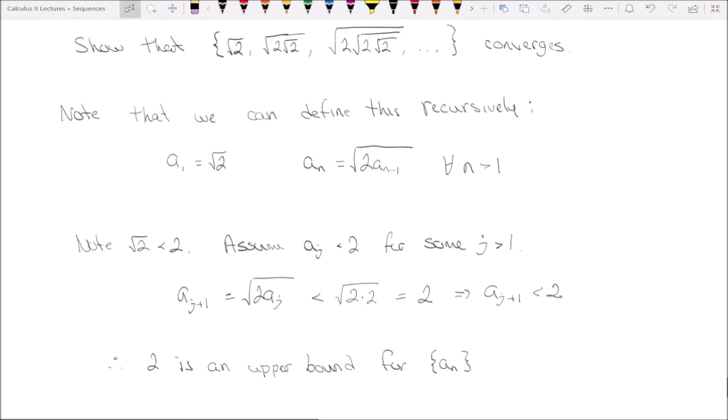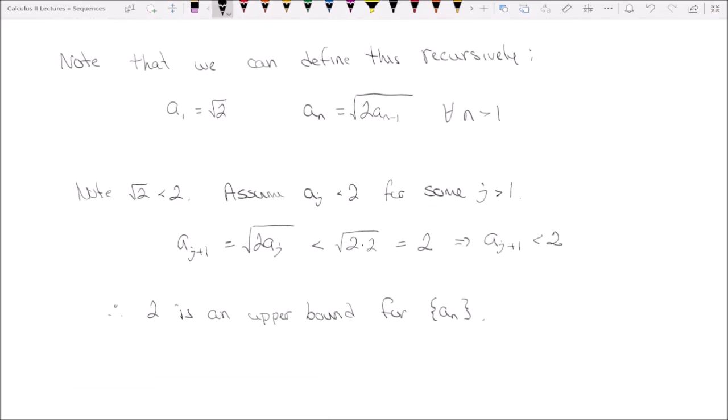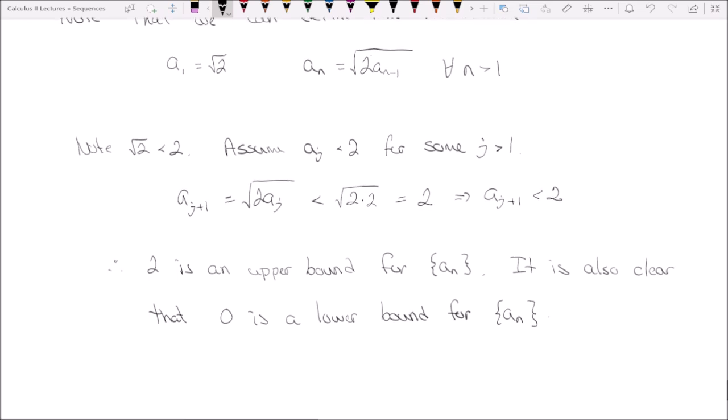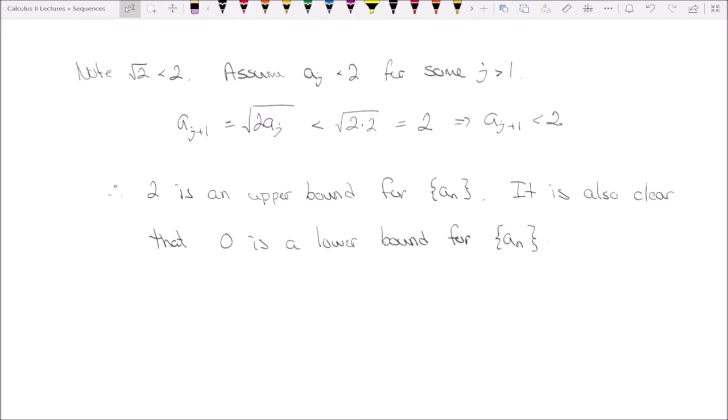It is also clear that 0 is a lower bound for a sub n. Right. So this proves that a sub n is bounded.